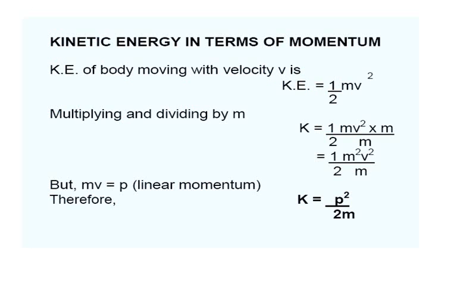Now, in terms of momentum, we have calculated kinetic energy as half mv square. Multiply and divide by m, you get half m square v square by m, and m into v is the linear momentum. So kinetic energy will be equal to p square by 2m. This formula is very much used in conceptual and numerical problems also.